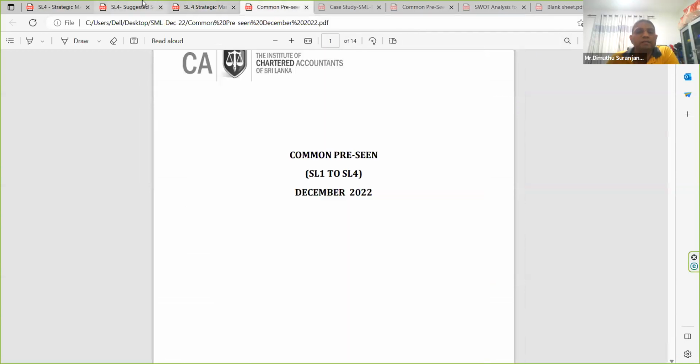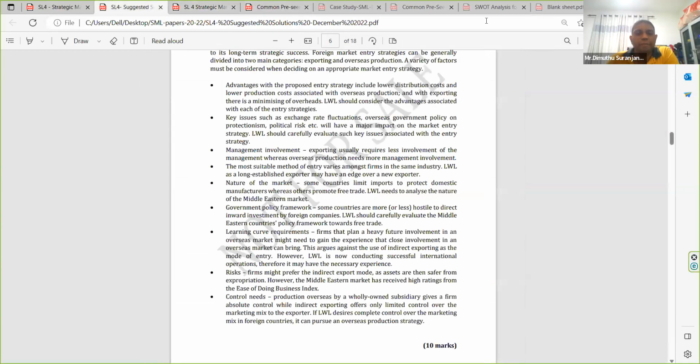Then management involvement, exporting user require less involvement of the management, whereas overseas production need more management involved. You compare these two methods, no? The most suitable method of entry varies among firms in the same industry. LW has a long established exporter may have to edge over a new exporter. Nature of the market, some countries limit import to protect domestic manufacture, whereas others promote free trade. LM need to analyze the nature of the Middle Eastern market.